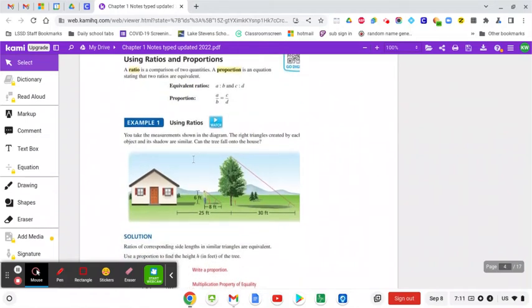Okay, so if we take a look at this first example, it says you take the measurements shown in the diagram, so we've got all these different measurements. The right triangles created by each object and its shadow are similar. So that means they have the same proportion to each other. Can the tree fall in the house? So we want to know, in other words, how tall the tree is, because if we know how tall a tree is, we can see when it falls. If it's more than 25 feet, we know it's going to hit the house. So I'm going to set up a proportion that it's this side length compared to this side length.